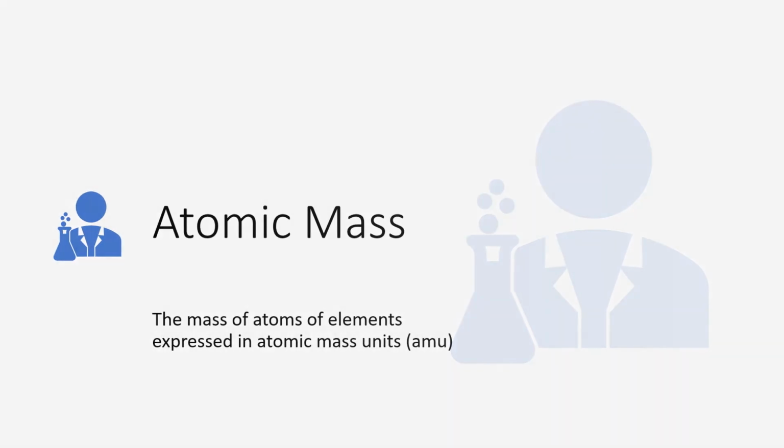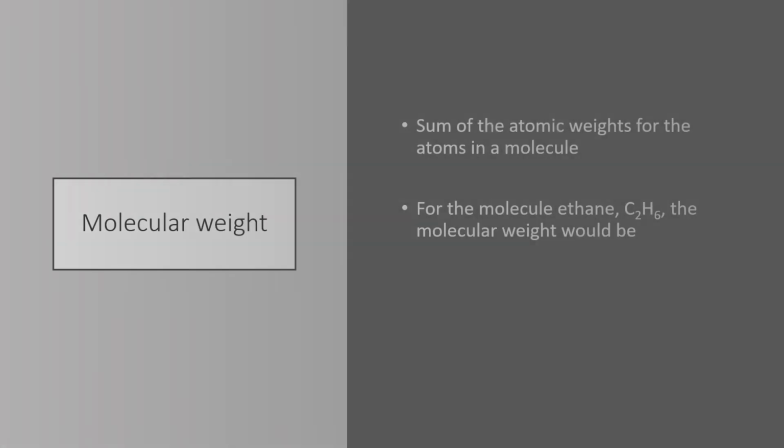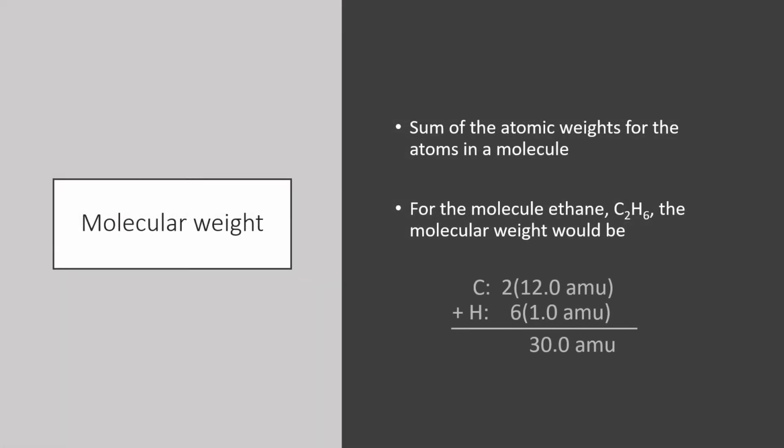Kapag naman sinabi nating molecular weight, this is the sum of the atomic masses or the atomic weights for the atoms in a molecule. So kapag magkakasama na siya sa isang molecule, molecular weight na ang tawag sa kanya. It's no longer atomic mass. Again, kapag mag-isa lang, atomic mass. Kapag may kasama na siyang iba, molecular weight na yan.